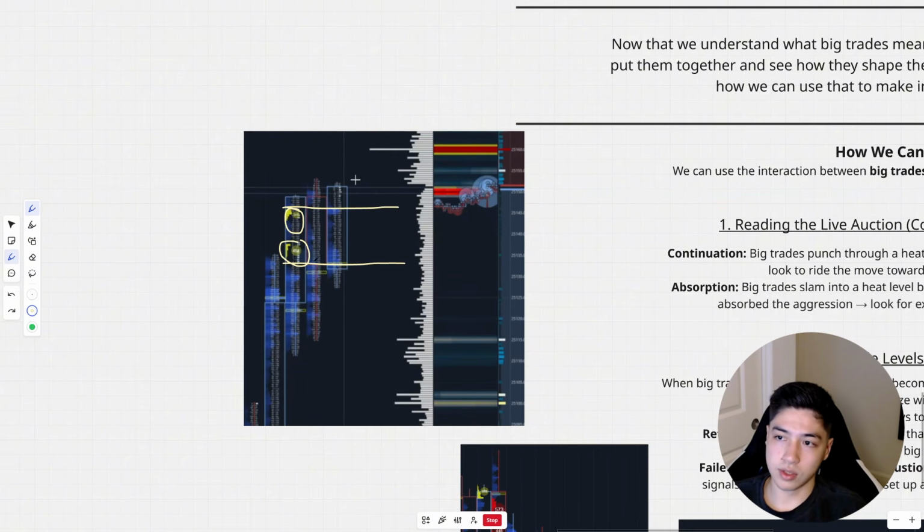Once this candle closes within this range, we have a stacked imbalance here, we have big trades, we can enter in a long position to continue higher, and we can set our stop loss either right below this candle or right below these lows to then continue our trade higher.